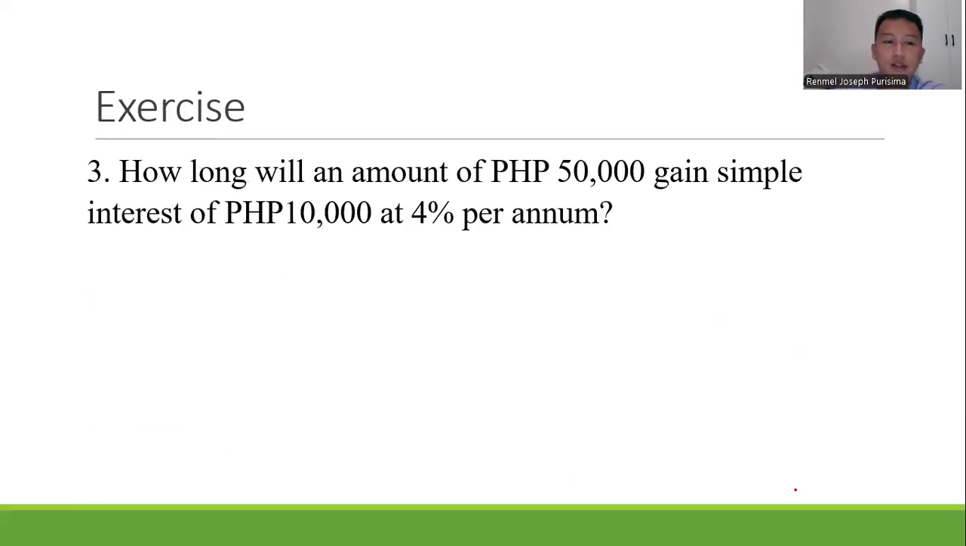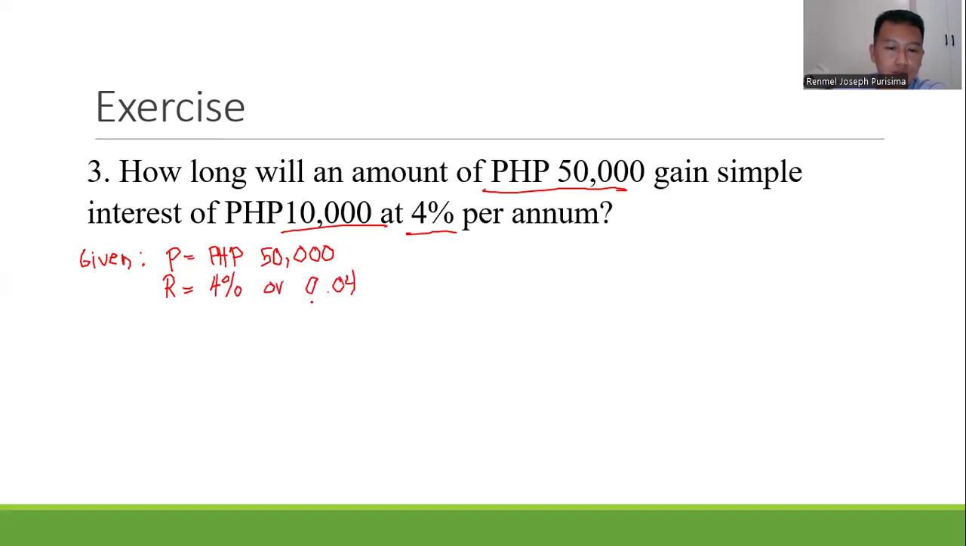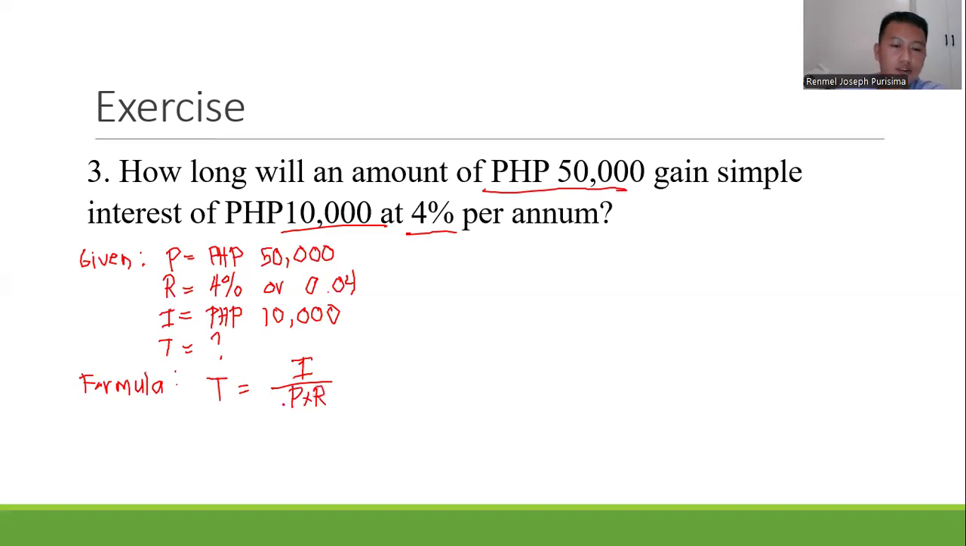Moving on to our next example: how long will an amount of 50,000 pesos gain a simple interest of 10,000 at 4% per annum? In this example, the given are the principal, which is 50,000, the rate, which is 4% or 0.04, and the simple interest, which is 10,000. Now the missing is the time. The formula for the time is T is equal to I divided by P times R.